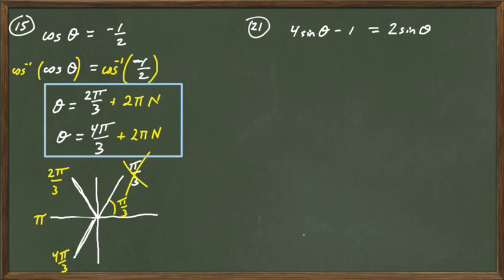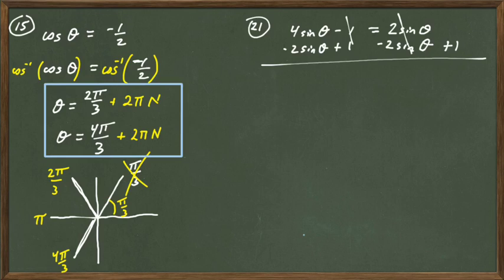Okay, I'm going to isolate the variables, so I'm going to subtract 2 sine theta and add 1. And subtract 2 sine theta. So I think that leaves me with 2 sine theta equals 1. Divide by 2 means the sine of theta is 1/2. That means that theta would have to be pi over 6 because the sine of pi over 6 is 1/2.